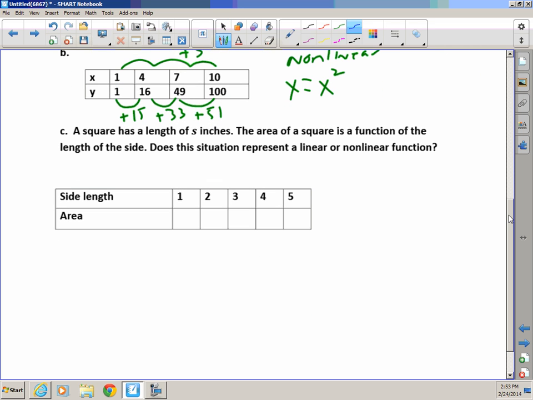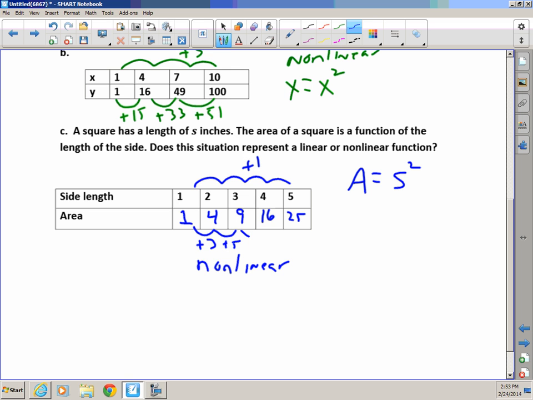Now, a square has a side length of s inches. The formula for the area of a square is s squared. So if it has a length of 1, the area is 1, 2 is 4, 3 is 9, then 16 and 25. Well, you should see this is nonlinear. As I go up by 1, I'm going up by 3, then 5, then 7, then 9.